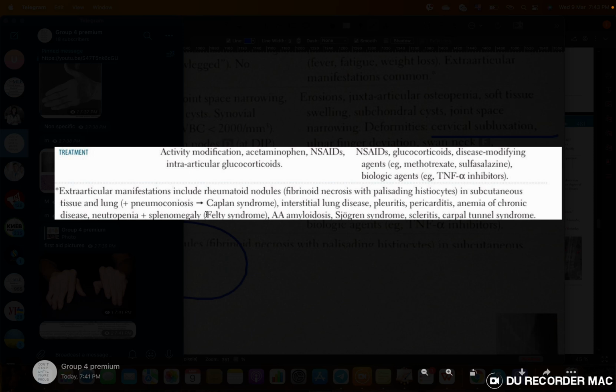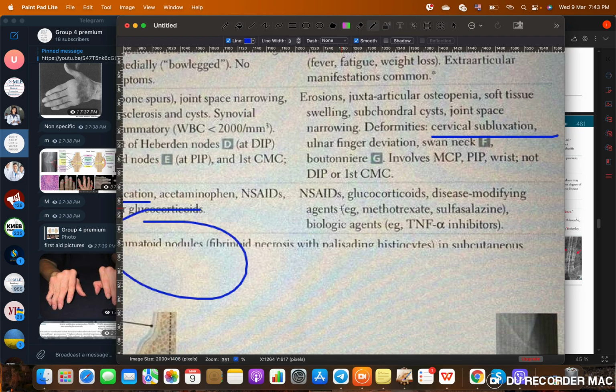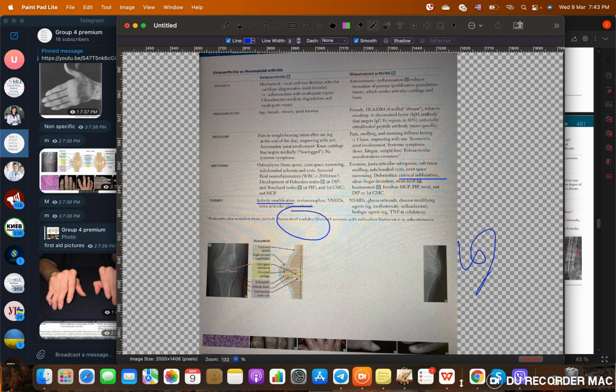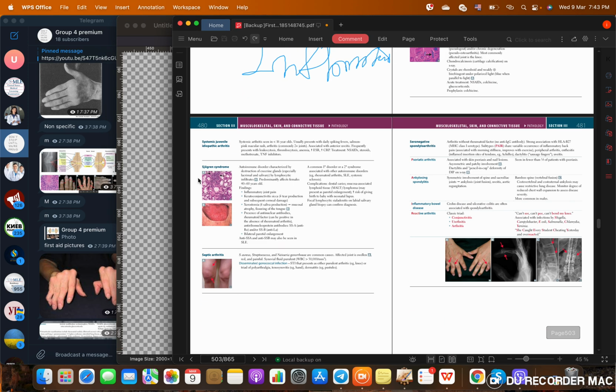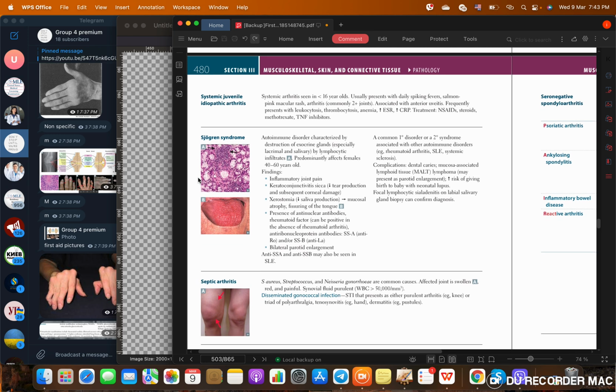Scleritis, and even carpal tunnel syndrome because of the inflammation. Okay, so that is it for these ones. The next thing we are going to speak about, yes, it's going to be systemic juvenile idiopathic arthritis.